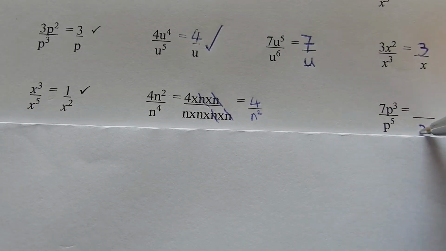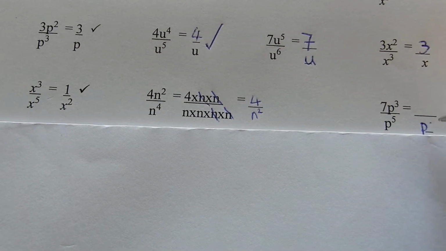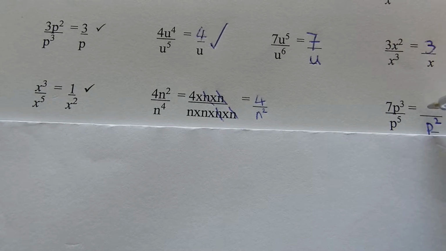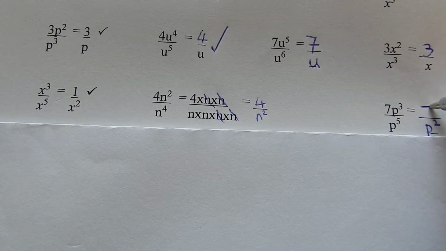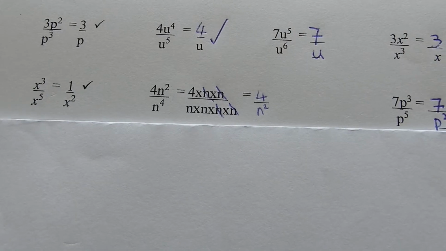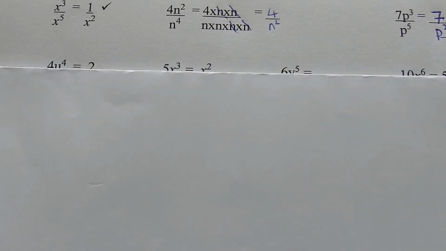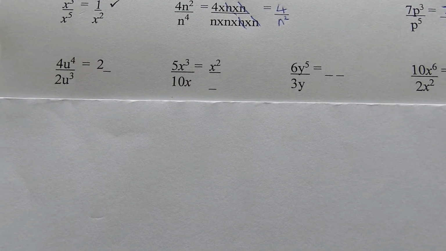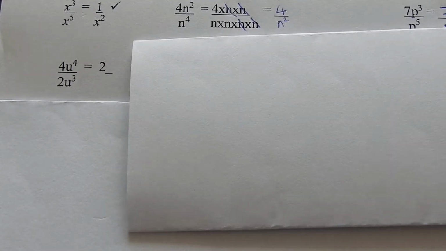So in the answer there's going to be 2 more p's on the bottom than there are on the top. Just the 7 left on the top. Good. Next line down. Slowly getting more complicated, building you up.